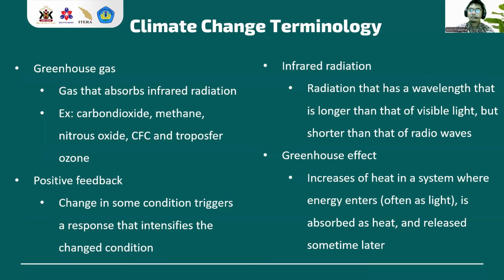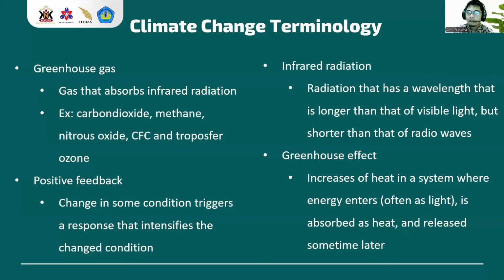Next is the greenhouse effect. This is the process where the Earth receives energy from the sun in the form of light. That energy is absorbed by the surface and then released as heat or infrared radiation. Greenhouse gases absorb some of the heat and send it back to the Earth, which raises the planet's temperature. This effect is natural, but human activity has made it much stronger by increasing the amount of greenhouse gases in the atmosphere.